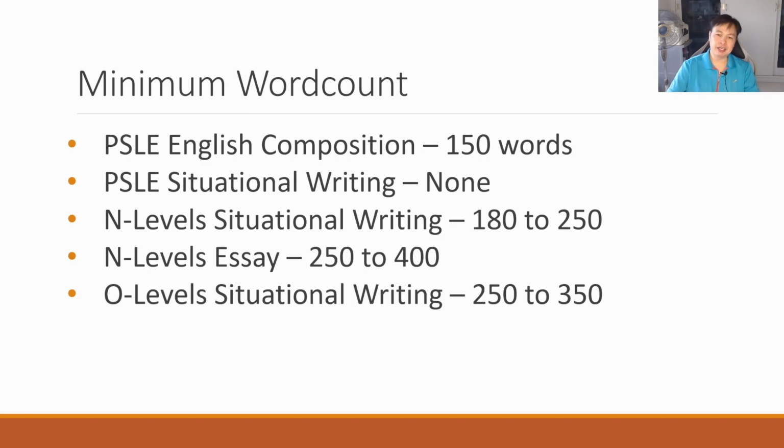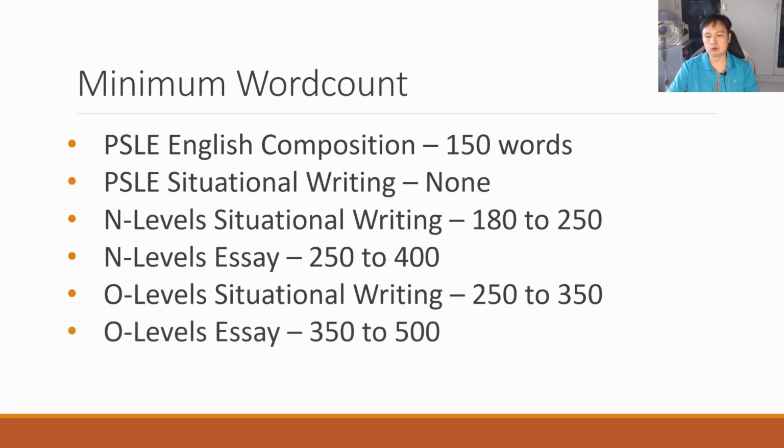Okay, but if you are aiming just to pass the situation writing, then of course you aim for the minimum word count, which is 250 words. Okay, but 250 words, to be honest, is just a little too short for the O-levels situational writing. Okay, now for the essay, recommended word count is 350 to 500 words.